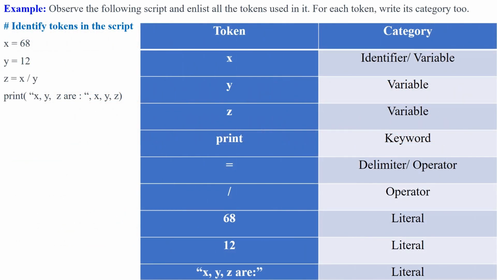Here you can see an example for identifying the tokens in a Python script. Observe the following script and list all the tokens used in it. For each token, write its category: x = 68, y = 12, z = x/y, print(x, y, z). Here, x, y and z are identifiers or variables. Print is a keyword. Equal to and slash are delimiters or operators. 68, 12 are literals.